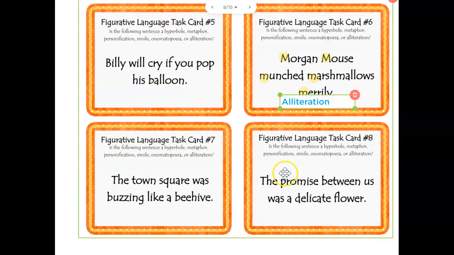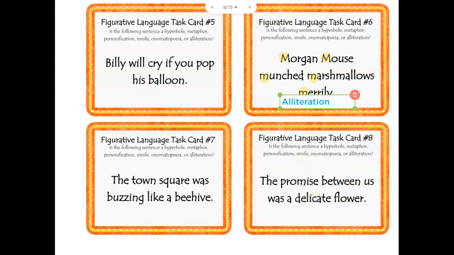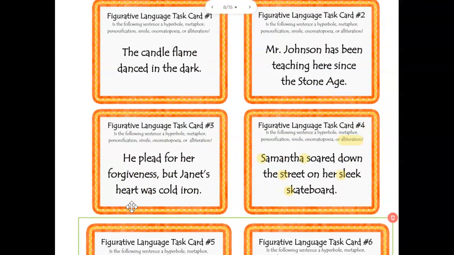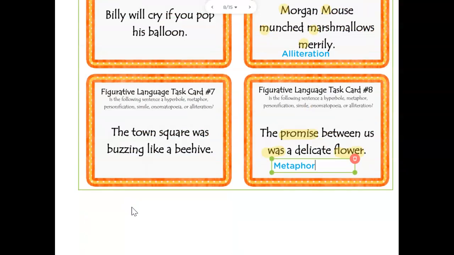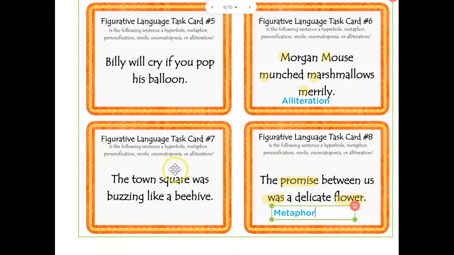And finally, number 8. The promise between us was a delicate flower. Oh, I see that key word. Was, and they're comparing promise and the flower. So what's something that compares two things and uses was? That's a metaphor. For your practice, you'll be doing the even numbers on the other side by highlighting your evidence and then writing the figurative language type below.